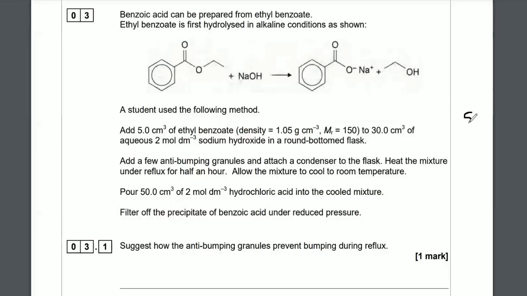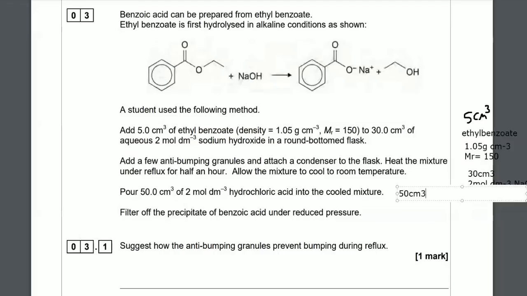A student used the following method. They added 5 cm³ of ethyl benzoate with a density of 1.05 g/cm³. Notice I'm making a note of the data because I'm going to get a calculation on all these numbers later. So we had 5 cm³ of ethyl benzoate, density 1.05 g/cm³, with an Mr of 150. This was added to 30 cm³ of 2 mol/dm³ sodium hydroxide in a round bottom flask.